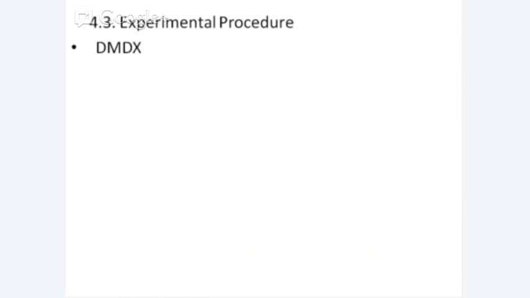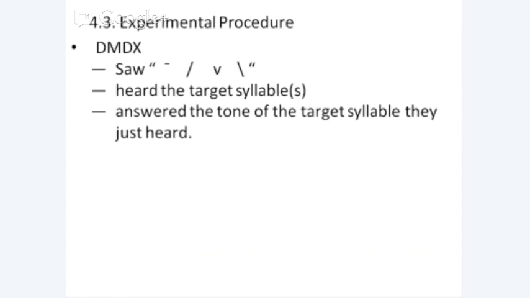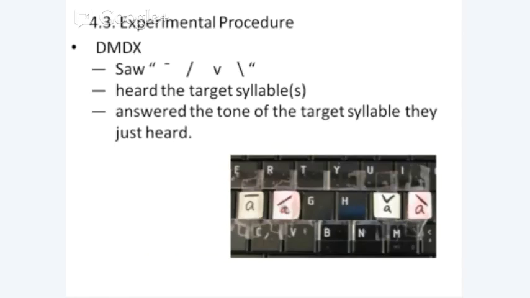So I use the MDXS model. The speakers will see these four tone markers. All the learners, whether you have learned Chinese for one week or one year, have already acquired these four markers relating to each of the tone categories. Then they will hear target syllables, which will be monosyllables or disyllables. They are instructed to tell me whether it is the first tone or the second tone, and they answer the tone of the target syllable they just heard by pushing a key on the keyboard.